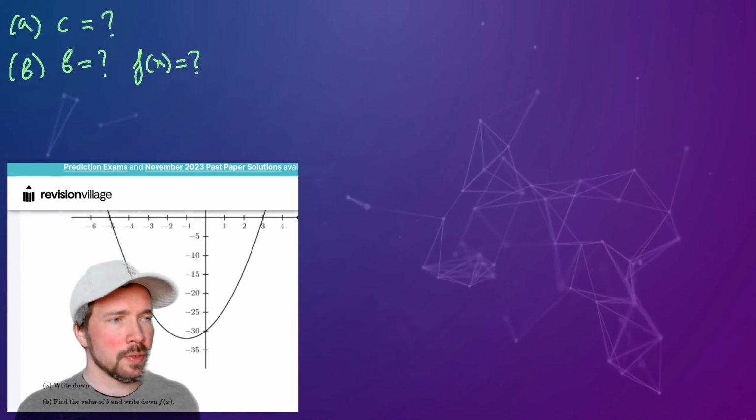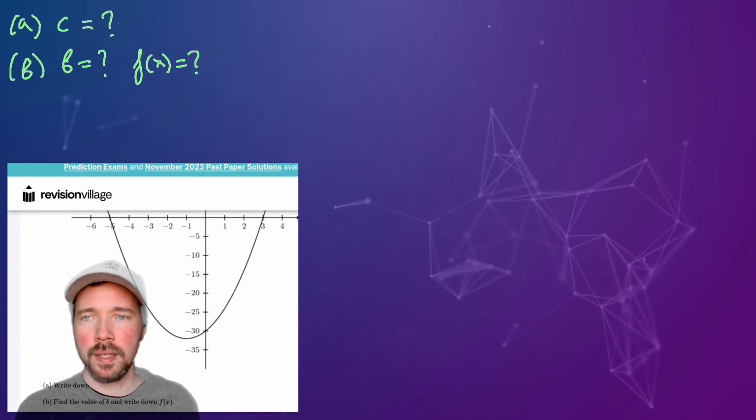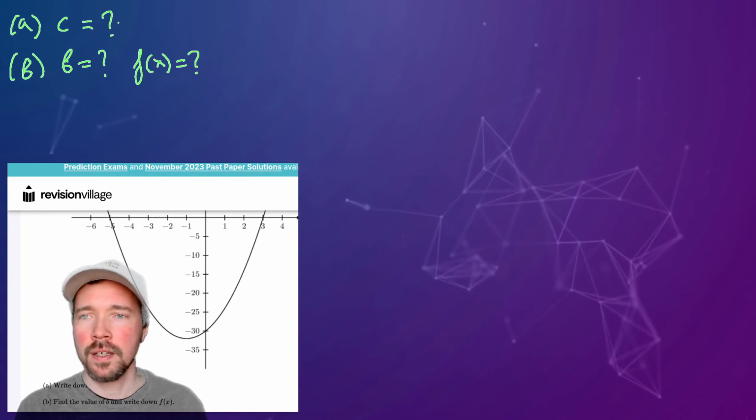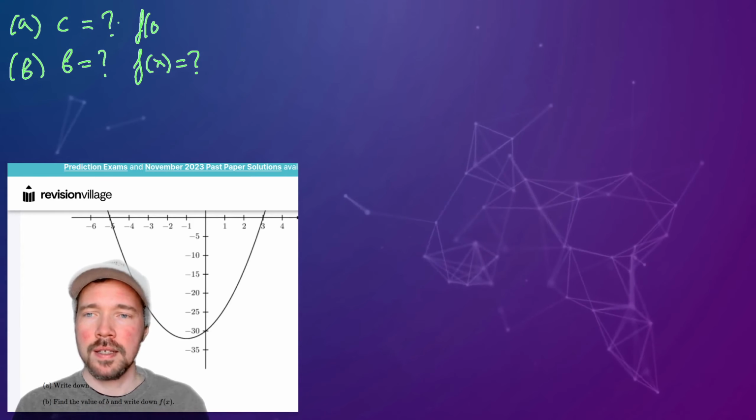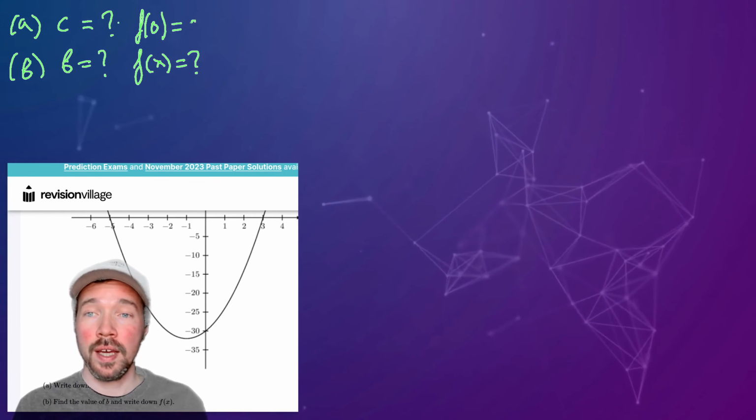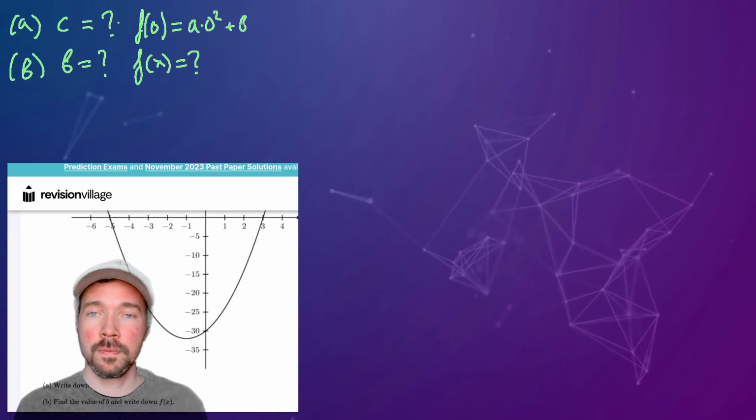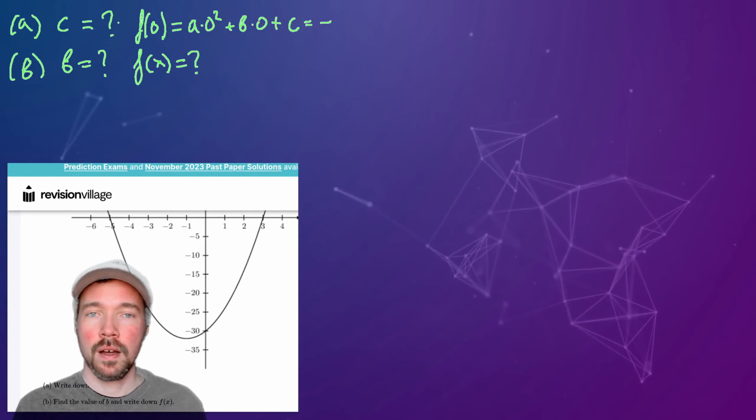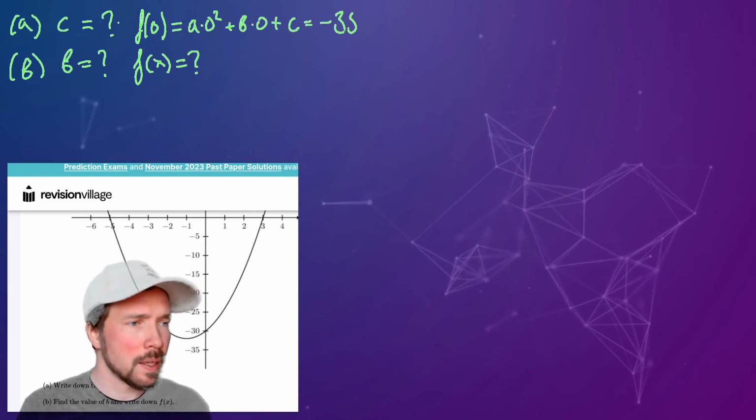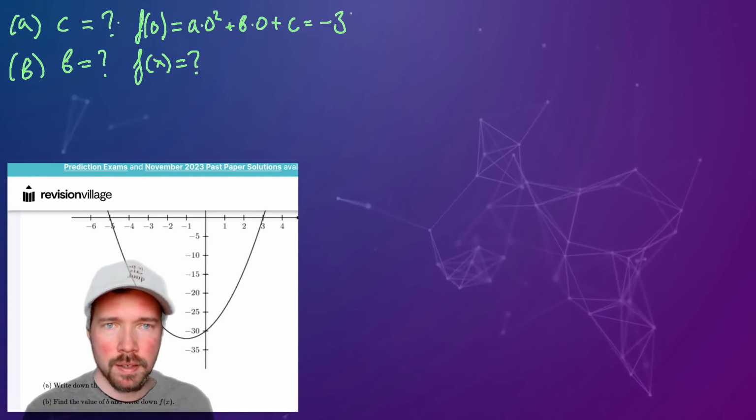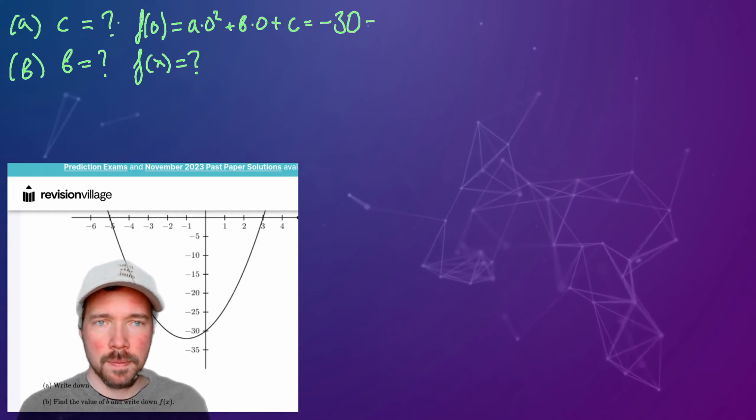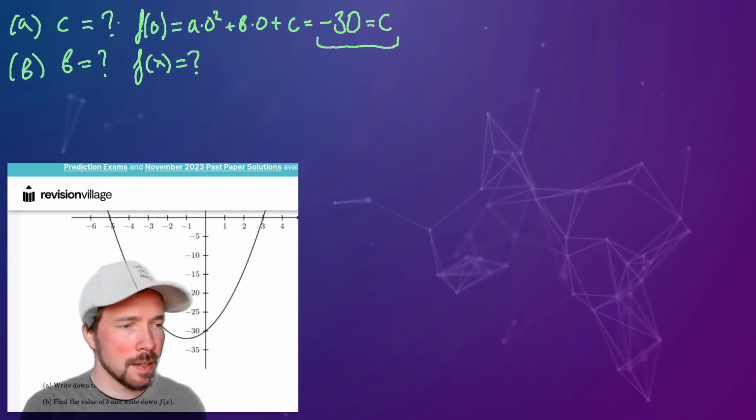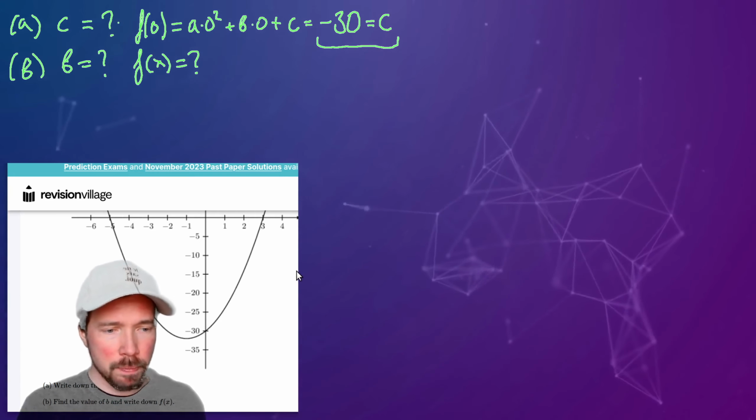From the graph we can see that the place where this function intersects the y-axis is minus 30, and that's exactly the value of f at 0. Minus 30, that is. So that's c. Perfect. And then we need to find b.